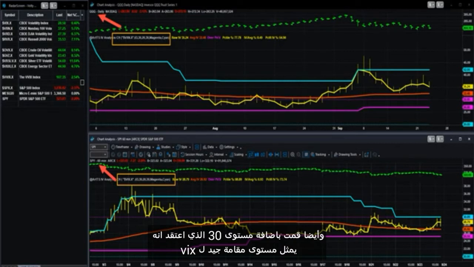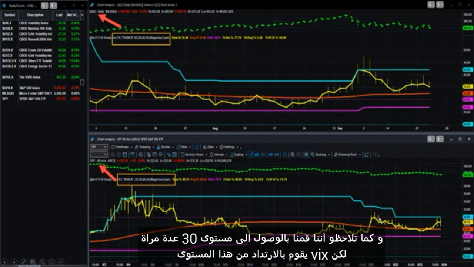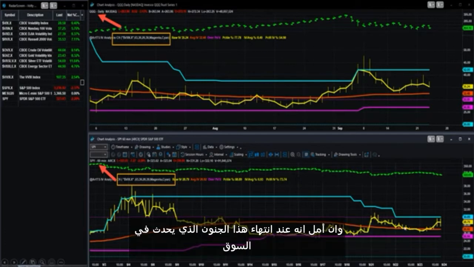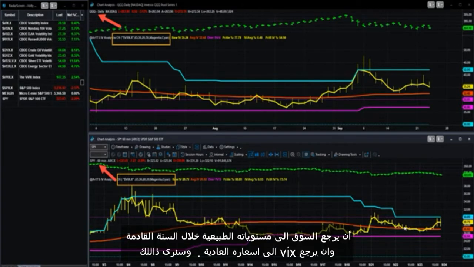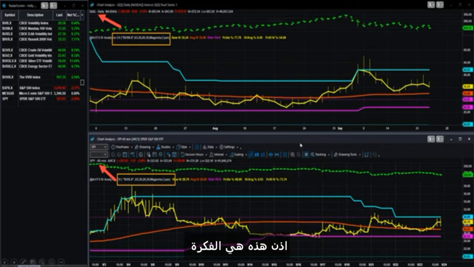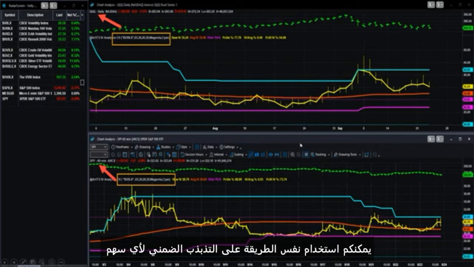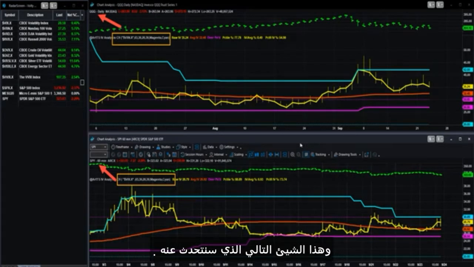But I also have it set at 30, which I think is a really good resistance level for VIX. You can see that we've touched 30 a few times, and it usually bounces off of that. So I'm hoping that once we get through this election craziness, next year the markets will come back to a normal mode, and we'll see VIX back at normal prices. We'll see. So that's the idea. Now take this exact same concept and put it on the implied volatility for an individual stock. That's the next thing we're going to talk about.